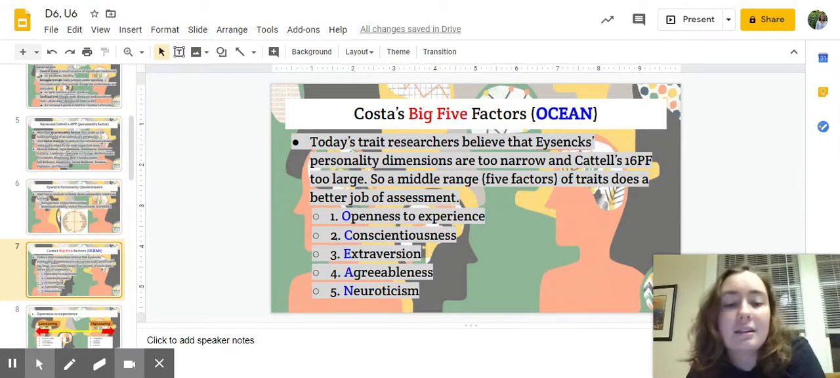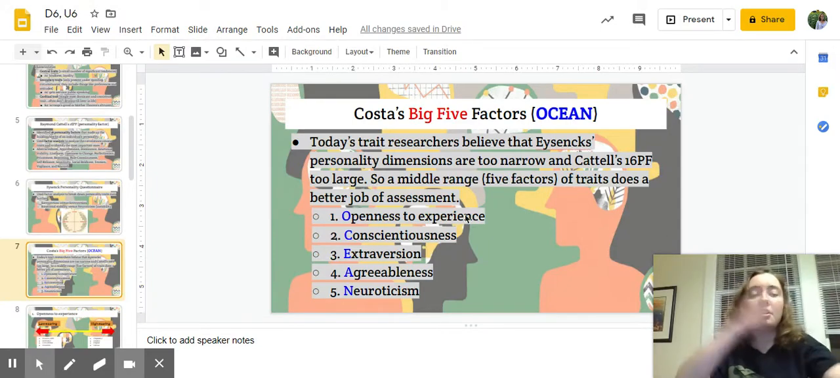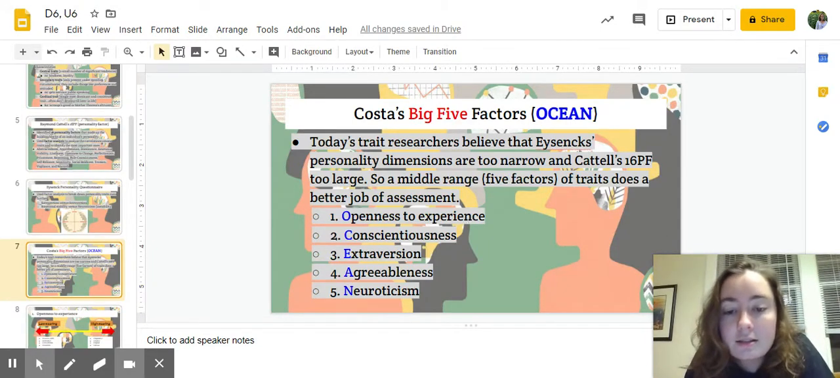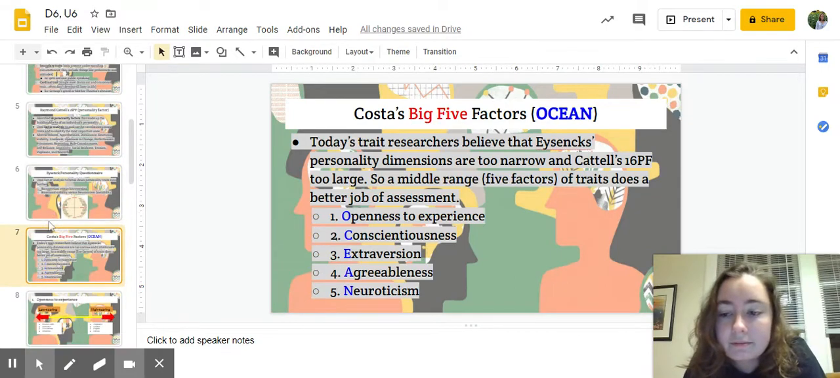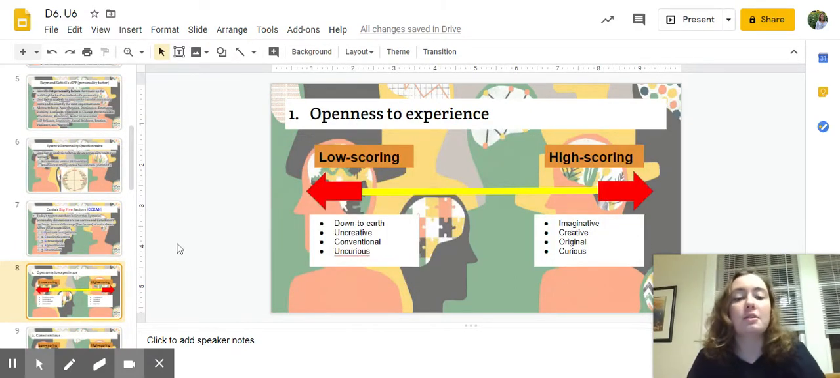And then, geez, my light is going crazy. So know these for the AP exam. We have openness to experience. These are dimensions, so you could be open or you could be closed-minded. Conscientiousness, extroversion, agreeableness, and neuroticism. And these spell out OCEAN. So let's go through these. The first one is openness to experience.